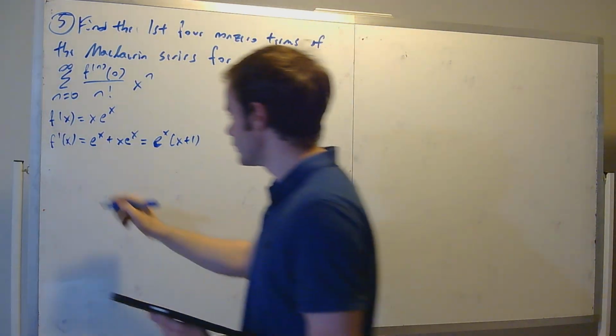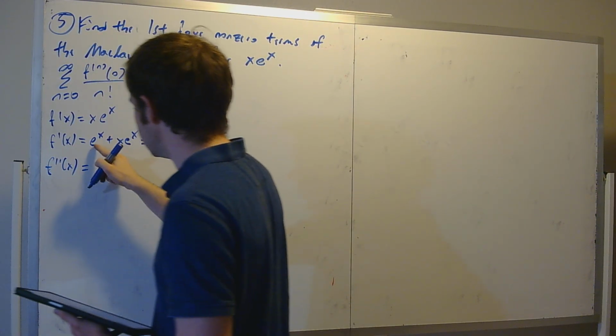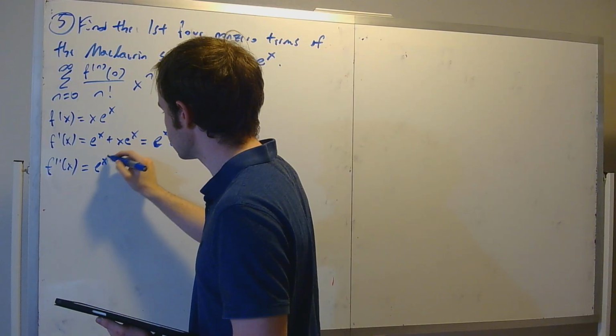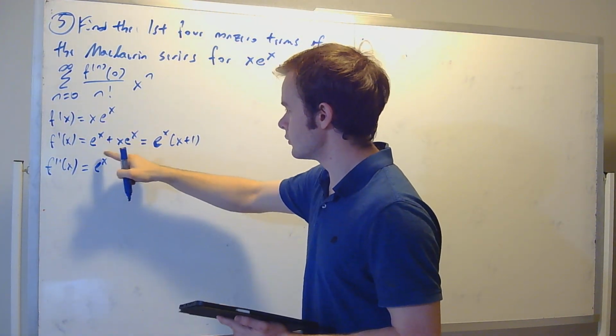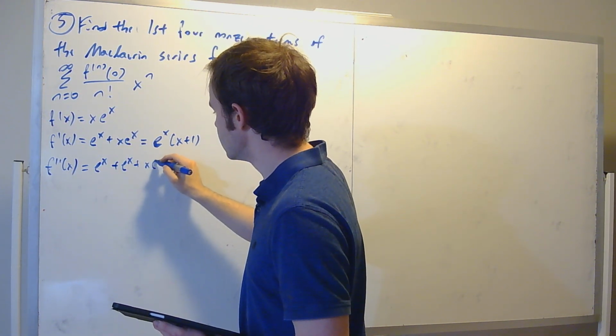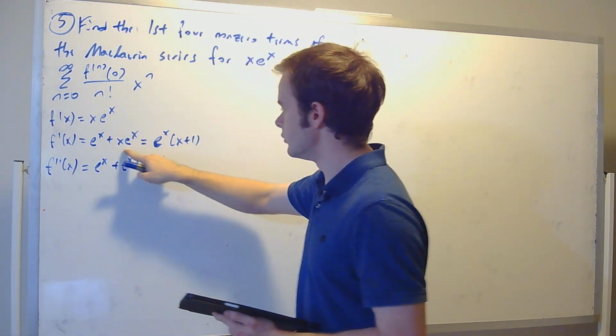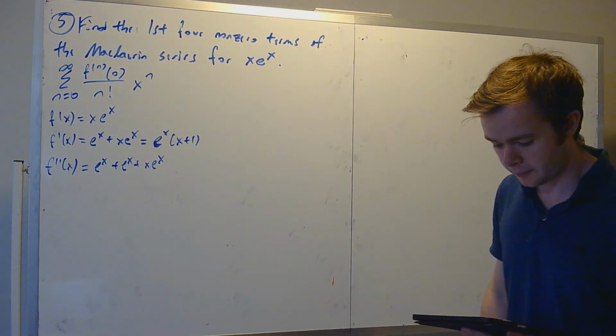Okay, now let's take our second derivative, f double prime of x. So we know the derivative of e to the x is e to the x, and the derivative of x e to the x we already found was this thing here. So plus e to the x plus x e to the x, because the derivative of x e to the x was this right here. Okay.